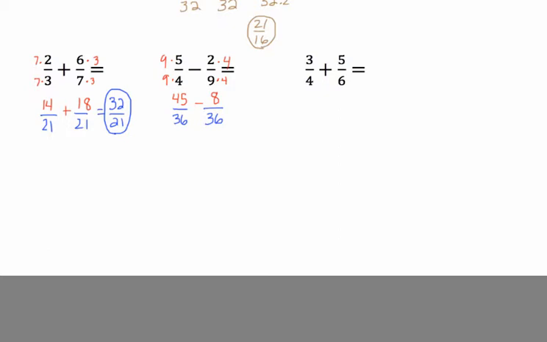Now subtract. Remember, tops only. 45 minus 8. Keep your denominator the same. That does not reduce.